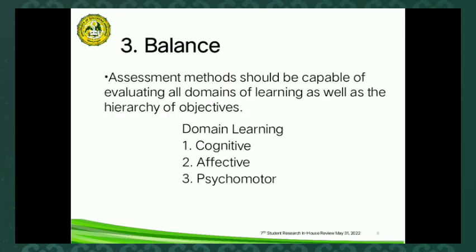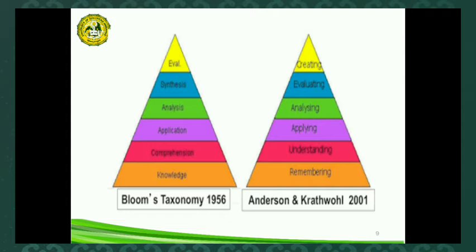So number 3, balance. Assessment method should be capable of evaluating all domains of learning as well as the hierarchy of objectives. So we have the domains of learning: cognitive, affective, and psychomotor. We have the pyramids of two persons. Number 1 is Bloom's taxonomy, of course. In Bloom's taxonomy, the first is evaluation, synthesis, analysis, application, comprehension, and knowledge. And then Anderson's is creating, evaluating, analyzing, applying, understanding, and remembering. Of course, they are different ways of this pyramid.